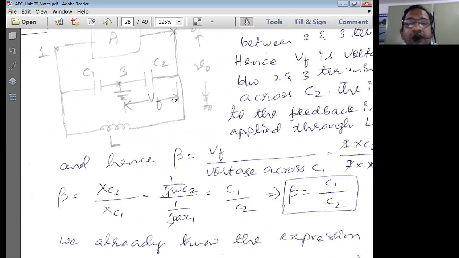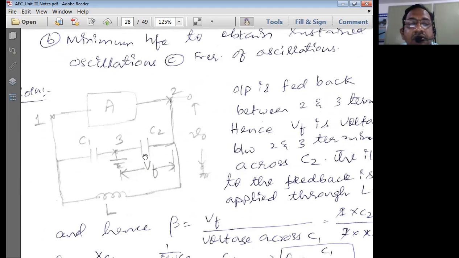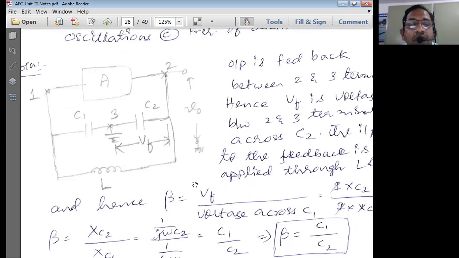See, this is another variety. That means the same variety of problem can be asked for Hartley as well. But no problem, Hartley and Colpitts are both the same, except for interchanging of the inductor and capacitor values. Here the equivalent C value is written as C1 C2 by C1 plus C2. Unlike in Hartley, where we have written L equal to L1 plus L2. That is the only difference, and the formula is going to be the same over here.